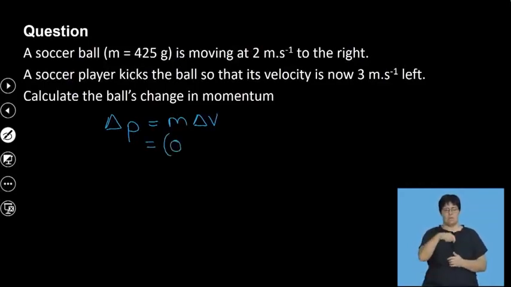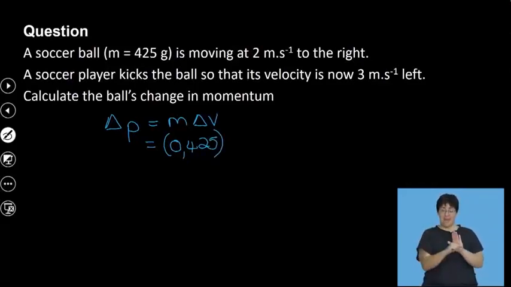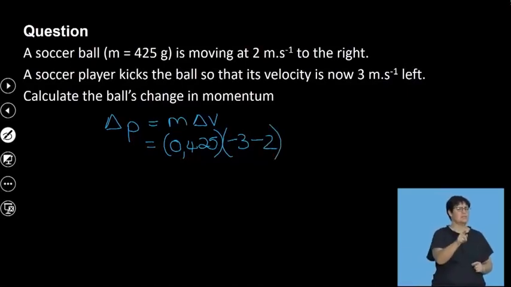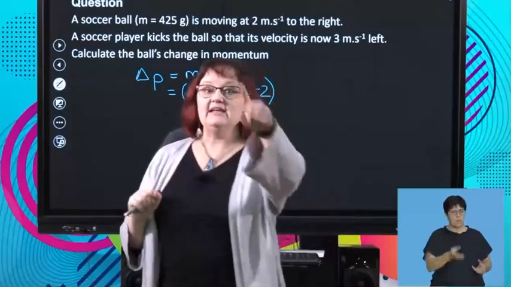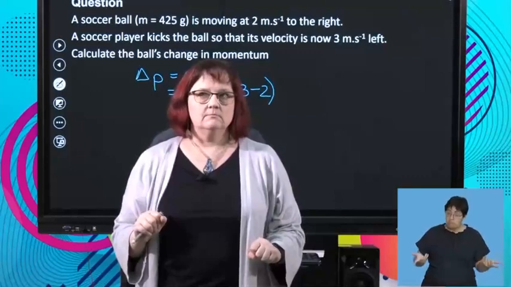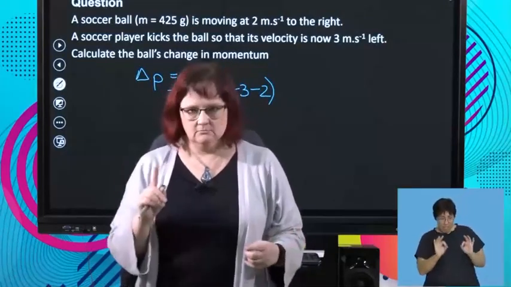So it's 0.425 times, final velocity was minus, so it's minus 3 minus 2. Hopefully, some of you are going, hang on, wait, we're going to get a negative change in momentum. Is that going to make sense? Well, let's see.